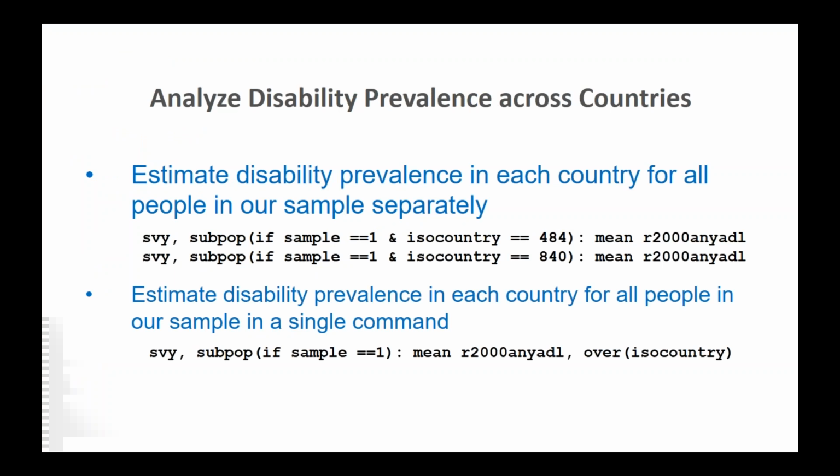So I think first in my analysis, before we look at any longitudinal changes, it might be good to look at prevalence. As I mentioned, we might want to look at prevalence in 2000 or 2001 between these two different countries. So we can estimate disability prevalence in each country for all people in our sample. First I'll show you how to do this in two different commands, and then you can see below here there's a simplified command where you can estimate it all together. But I think it's helpful to look at them separately first.